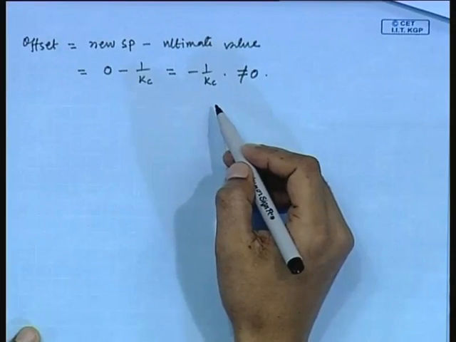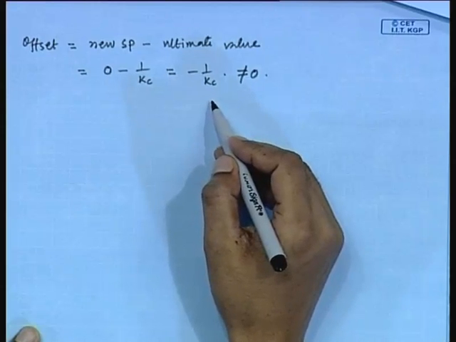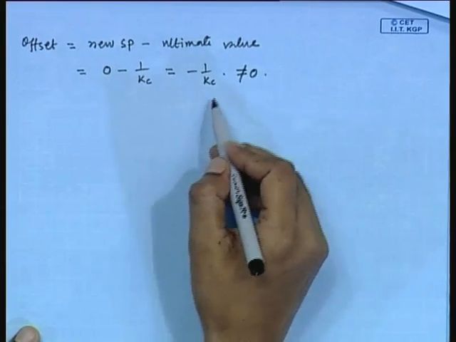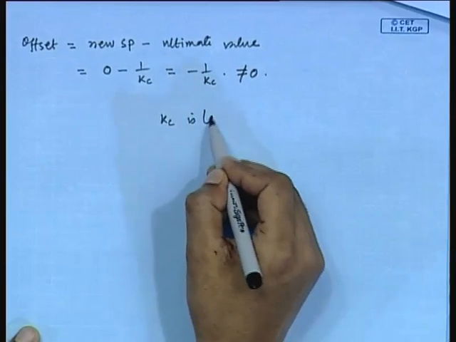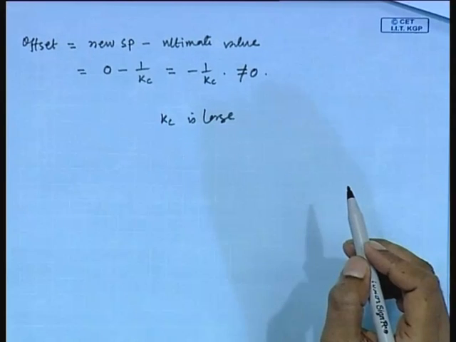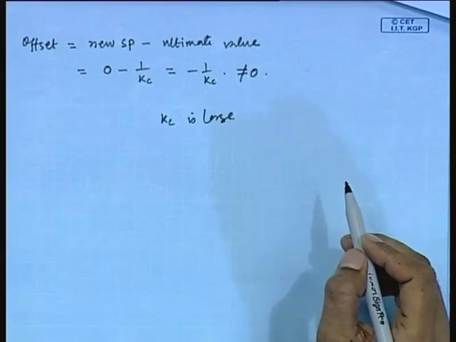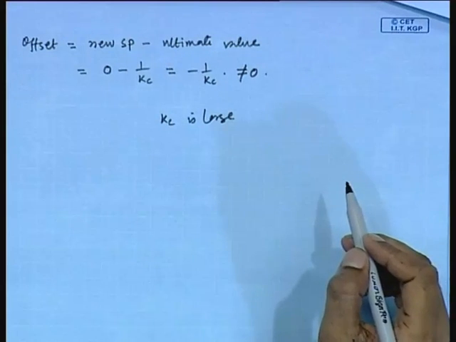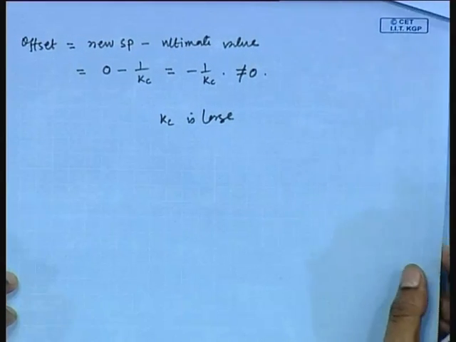Another important thing is that if Kc is quite large, then the offset represented by minus 1 by Kc is acceptable. So, the P only controller can be used to maintain the liquid level system. So, this is all about the effect of proportional control on the first order system.